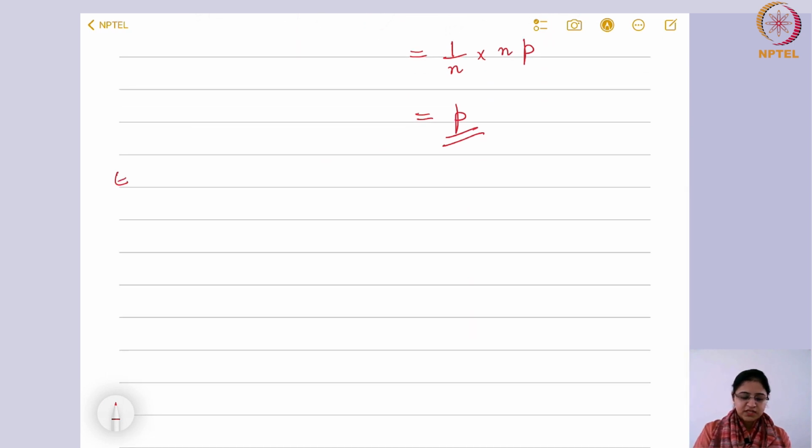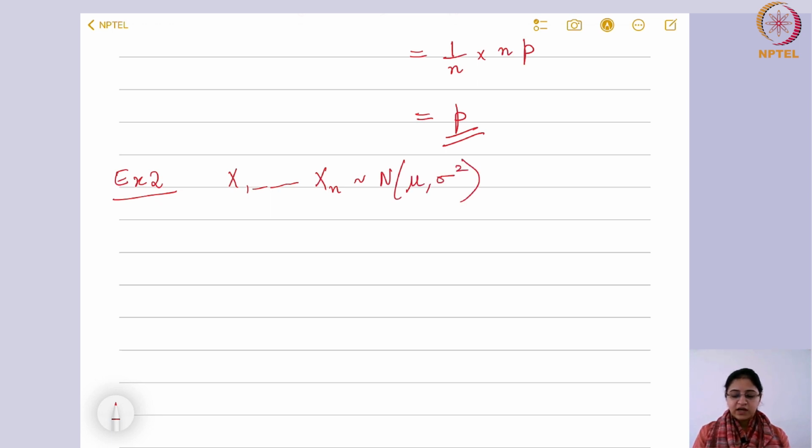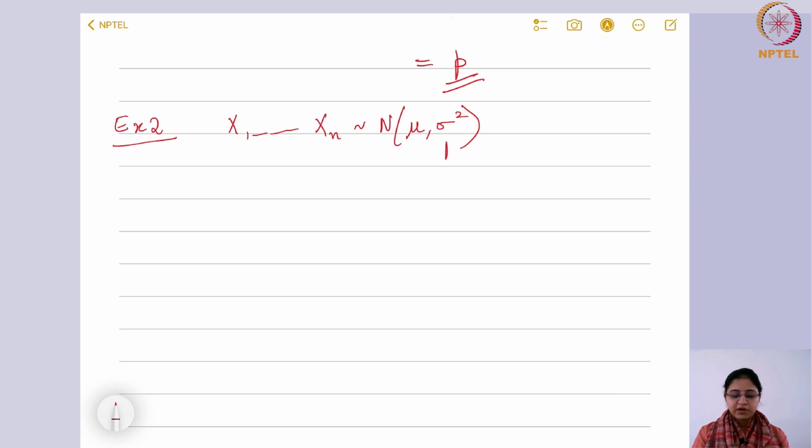Now let us move to the second example. The second example said that if you have a random sample coming from normal distribution with mean mu and variance sigma square, what should be the unbiased estimator for sigma square? If you can recall, whenever we are dealing with the variance, then chi-square distribution comes into the picture. And when we are dealing with mu, then normal distribution or t distribution would come.